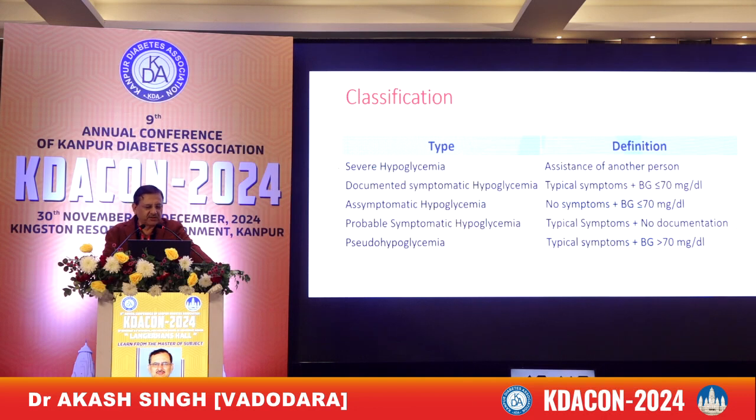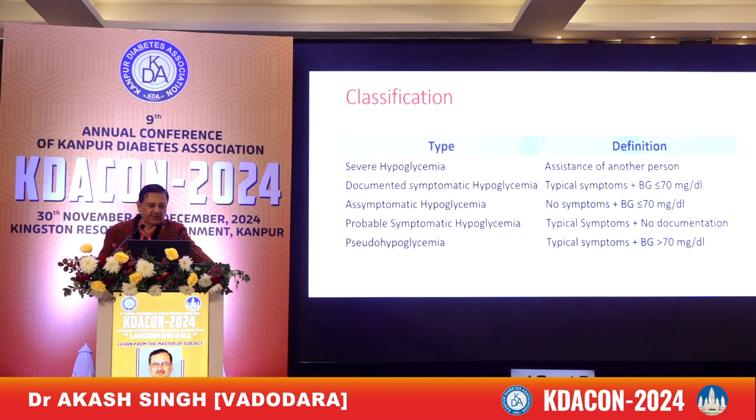So severe hypoglycemia, as you have seen, needs the assistance of another person. Documented symptomatic hypoglycemia has typical symptoms with blood glucose less than 70. Asymptomatic hypoglycemia occurs in patients who develop hypoglycemia unawareness, or in the younger population, with no symptoms even if the blood sugar is less than 70. Probable symptomatic hypoglycemia is where the patient has symptoms suggestive of hypoglycemia, but you have not documented it, you have not done a sugar, he directly has taken treatment, so he reports this to you.